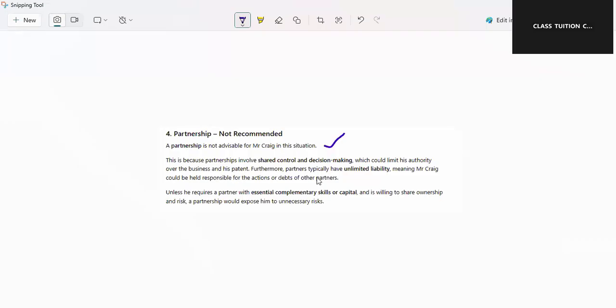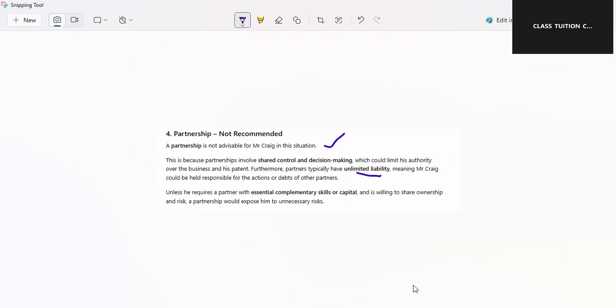Craig may have over the patent. Furthermore, another one would say no, partnership will bring in a pool of resources. That would still be a correct answer because you're dominating on the advantages. But I wanted to contrast on what is essential to make this discourse more interesting.